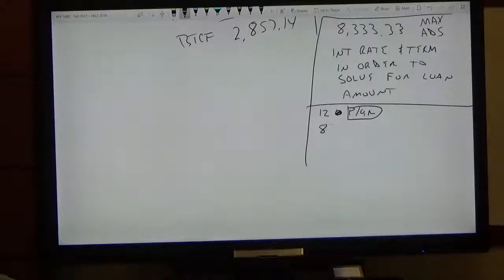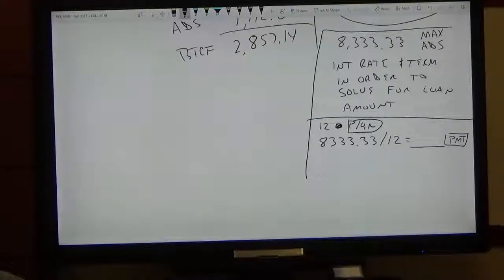And we're going to take the $8,333.33 divided by 12 to get a monthly debt service that we're going to put in as our payment amount. We can put it in as a negative number, it doesn't really matter, since it's going to spit out a negative or a positive on the other side. Then we put in our interest rate, let's say 5%, and our term of, let's say, 15 years.